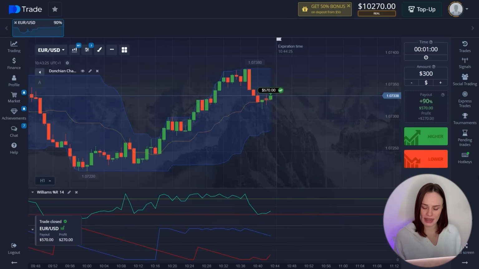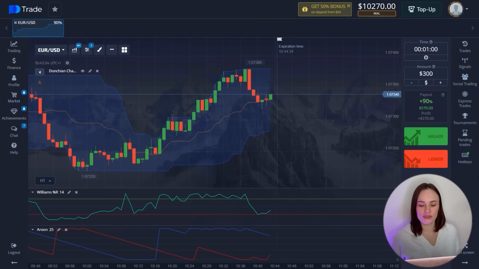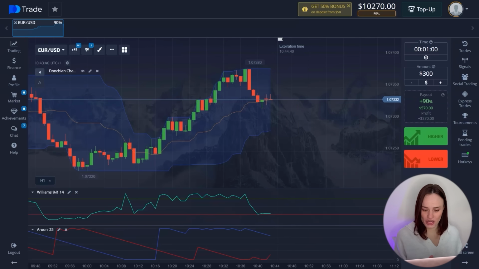And our deal has ended and brought another $270 profit. So Williams detects market overheating, determines oversold and overbought levels, and signals a reversal of price movement. This indicator is very similar to the stochastic indicator, but it's more sensitive and also signals more strongly about changes in the market and therefore reacts faster to changes in the mood of its participants.